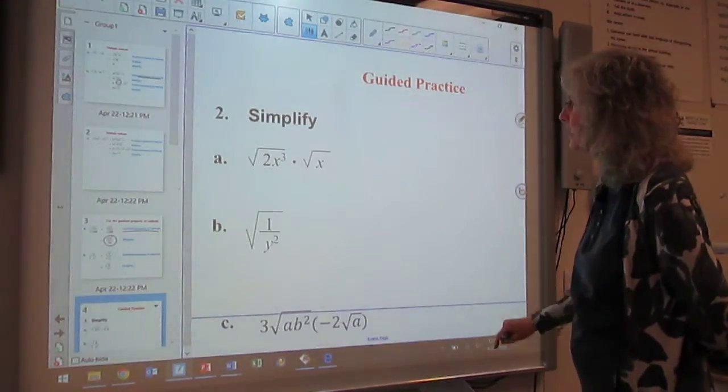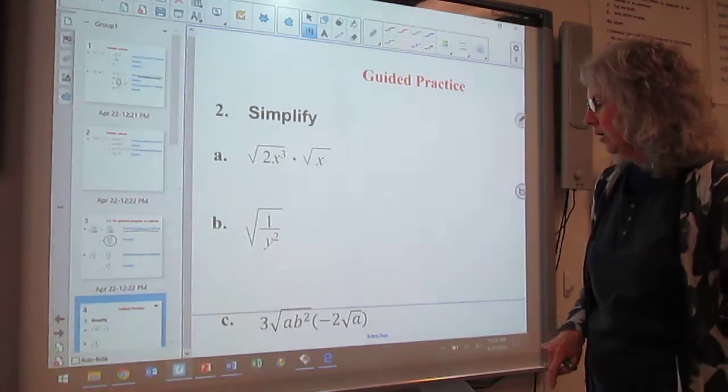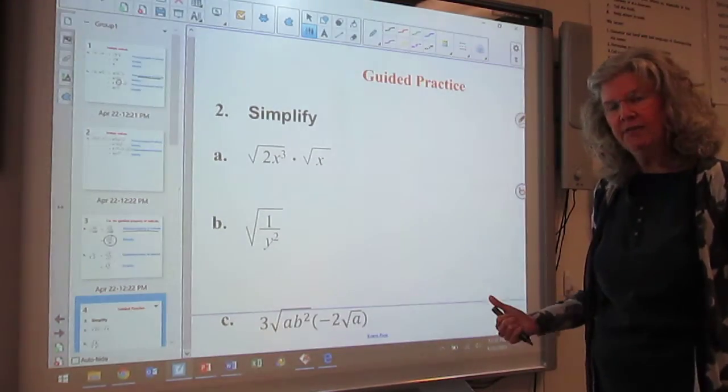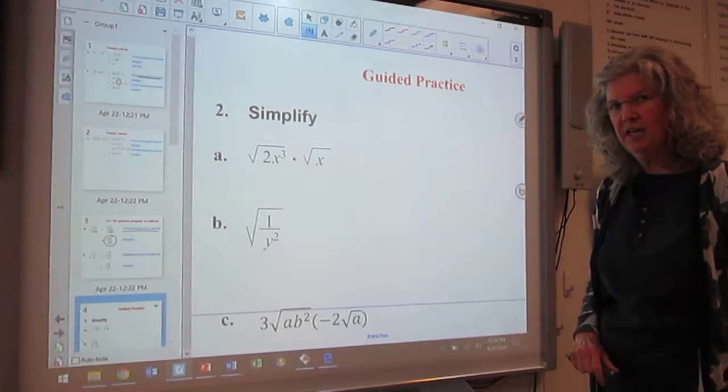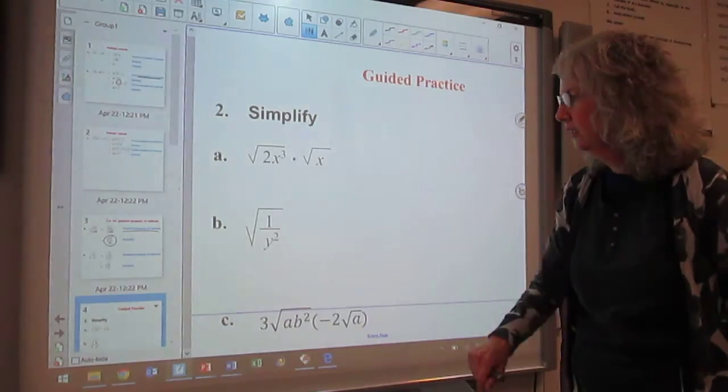Here's some guided practice that I want you to work on. Okay, I'm going to freeze that for a second. Freeze your screen and work on those, and I'm going to pop up the solutions to those.